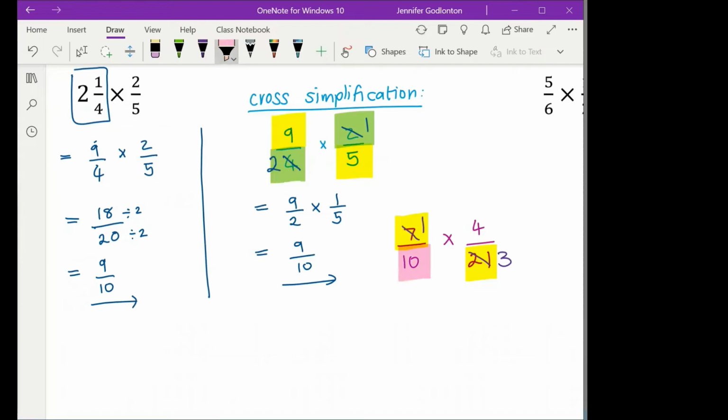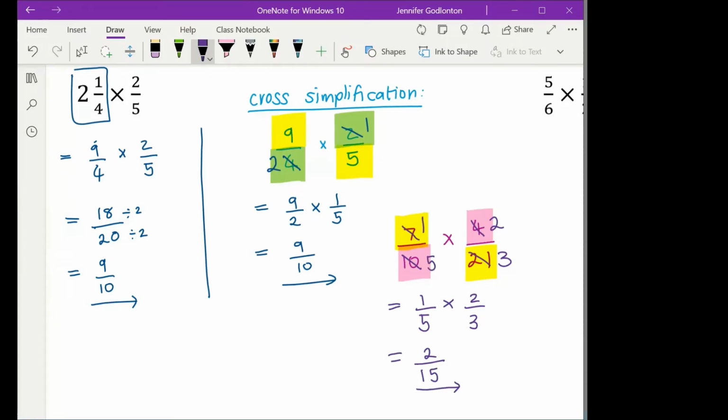Then we're going to look at this 10 and this 4. What number can go into both of those numbers? 2. Good, Gershom. So 2 can go into 4 2 times, and 2 can go into 10 5 times. So I'm left with 1 over 5 times 2 over 3. Sorry, it was just a bit messy. And 1 times 2 is 2, and 5 times 3 is 15. So that would be my final answer.